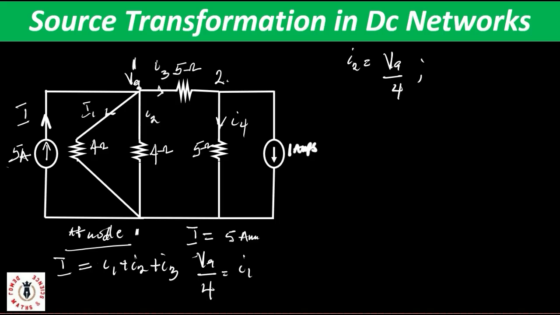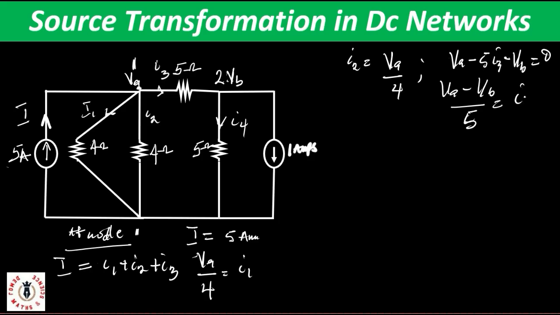And I3 will come from this loop. I have my loop from the reference node to VA and to VB. So that will be VA minus 5 I3 minus VB is equal to 0. So VA minus VB over 5 is equal to I3. That way, we have defined all of the currents at node 1.